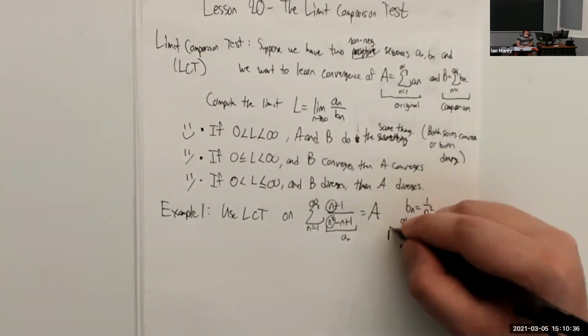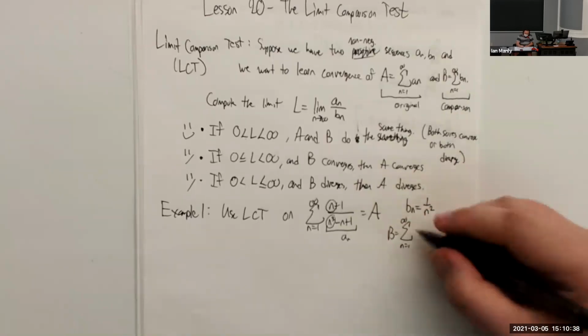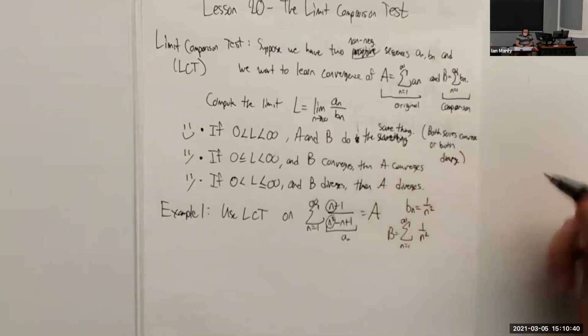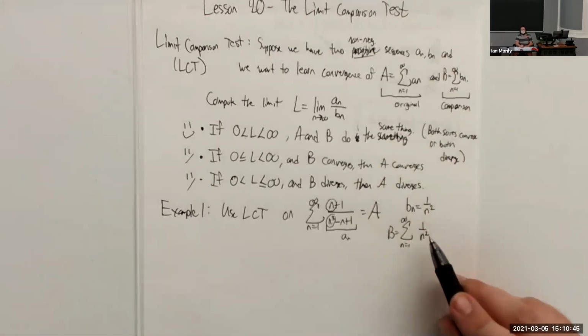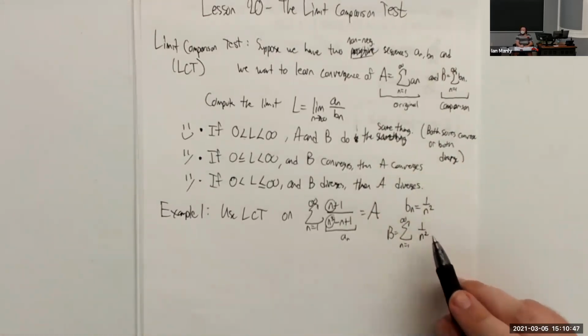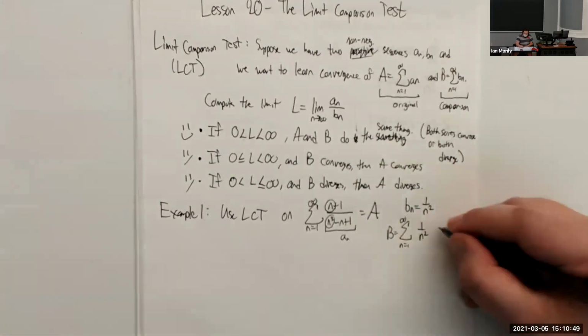So my B series is the sum from 1 to infinity of 1 over n squared. And this is something we've seen quite a bit at this point. What is this going to do as a series? It's going to converge by the p-test, right?